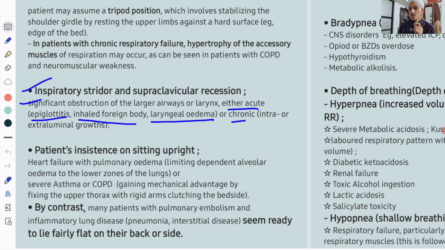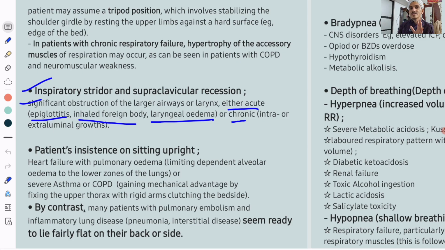Intra or extra luminal growths. Luminal means the large airway openings. Either there will be compression from the external side, or there can be obstruction from the internal side. So if there are growths like this, the stridor can be chronic, and it can be acute in case of epiglottitis, laryngeal edema, or croup, laryngotracheobronchitis. You will have stridor. Inhaled foreign body, acute obstruction. It is an inspiratory sound.